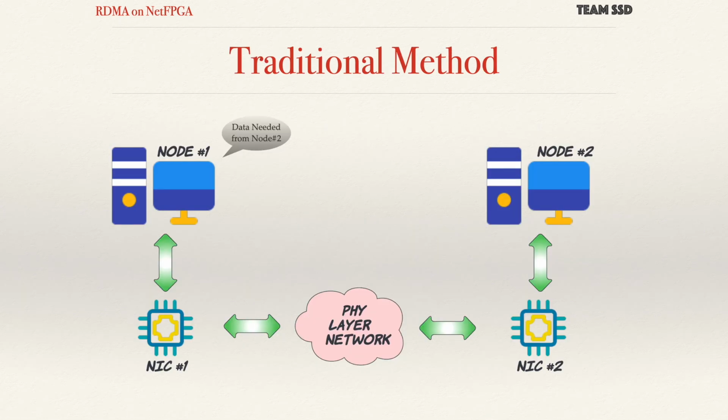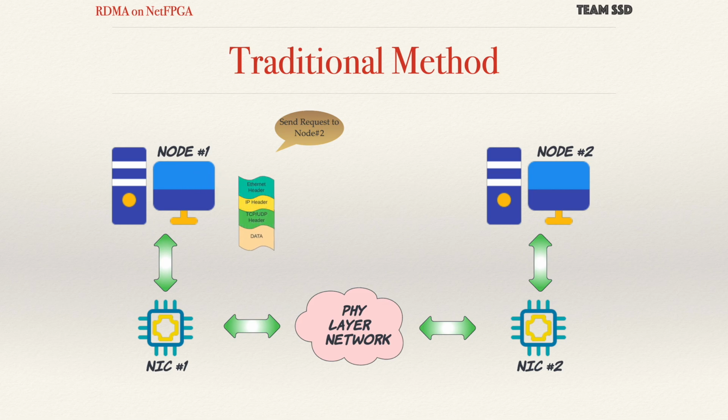Now let's have a look at the traditional method. If traditionally we were supposed to exchange data between two nodes using just traditional TCP sockets, then this is what it would look like. So if node 1 requires data from node 2, it needs to send the request to node 2.